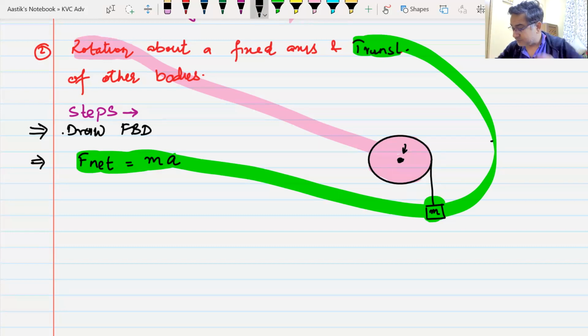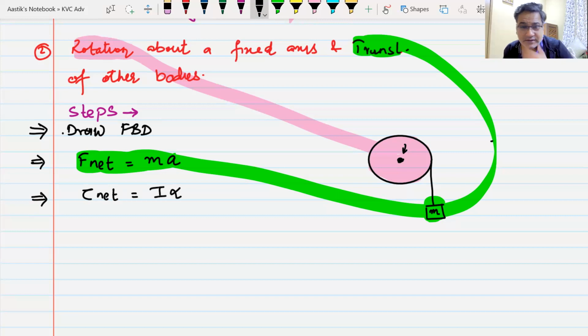Then for the rotational body, what will you do? Rotational body, what will you do? Nothing, sir. I'll sit and relax and have a cup of tea, and things will happen. What will you do for the rotational body, or a body which is in rotation? We'll find the net torque about that axis which is rotating and equate it to I into alpha.